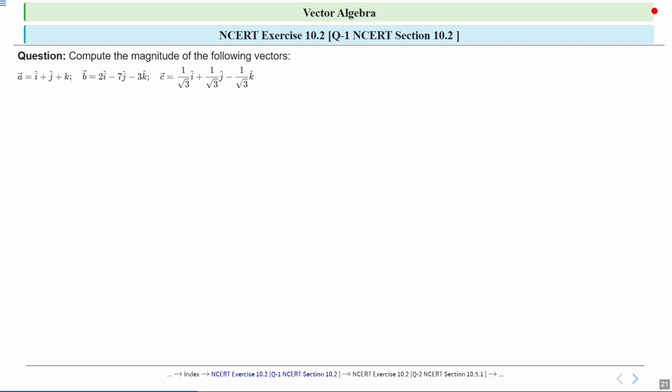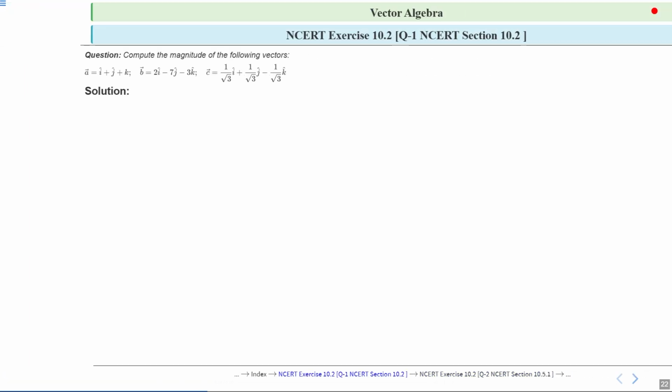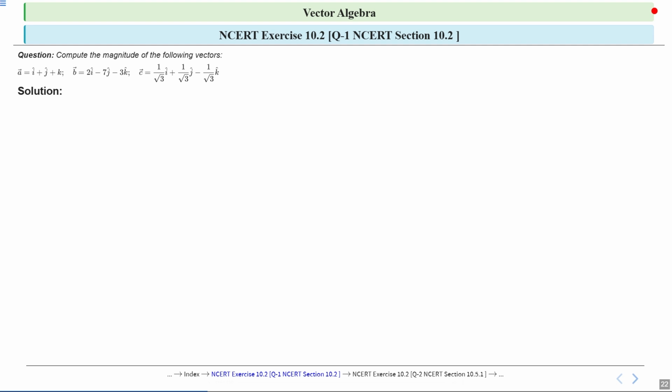Question 1 says compute the magnitude of the following vectors. A vector is equal to i cap plus j cap plus k cap. B vector is equal to 2 i cap minus 7 j cap minus 3 k cap. And C vector is equal to 1 upon root 3 i cap plus 1 upon root 3 j cap minus 1 upon root 3 k cap. Right. So let's see how we can solve this. We have to compute the magnitude of these vectors.